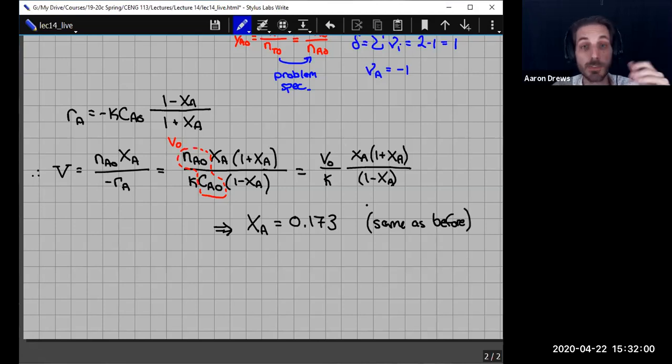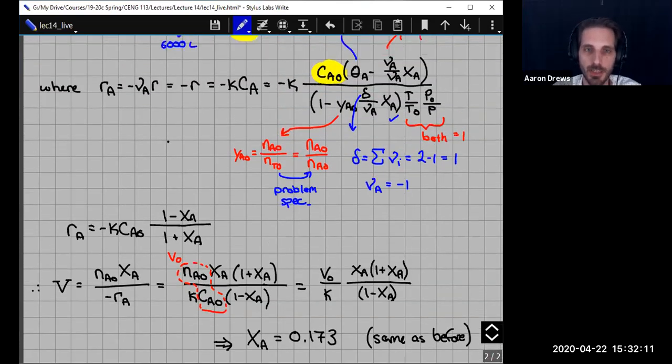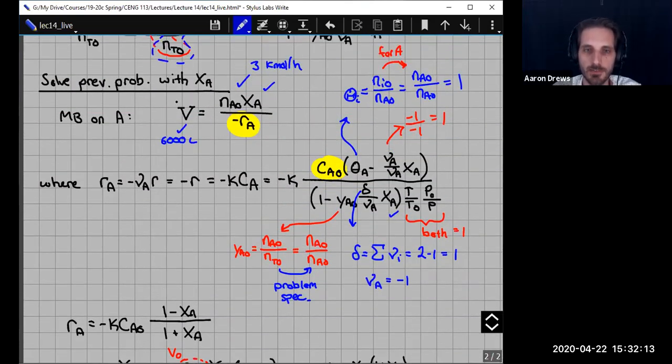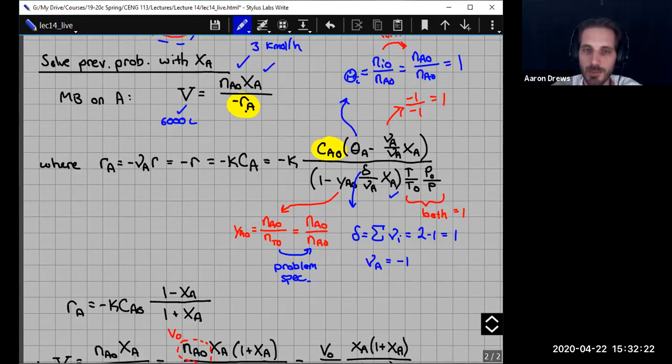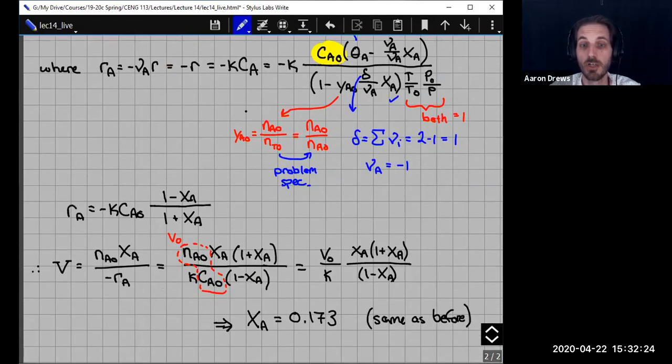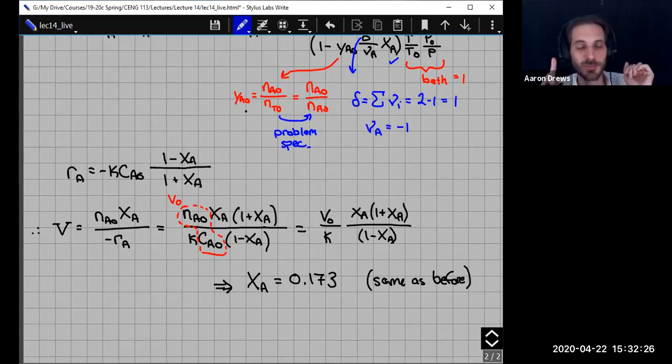Because ultimately we started from the same place. The place that we started from was a material balance on A. We are still using a material balance on A to solve this problem. It's just that we have opted for this particular case to write the material balance on A in this particular form, right? And that was originally derived from the general material balance. So we had better end up in the same spot. If we don't, we've got a mistake in at least one place. So this is a good way to check your math, right?